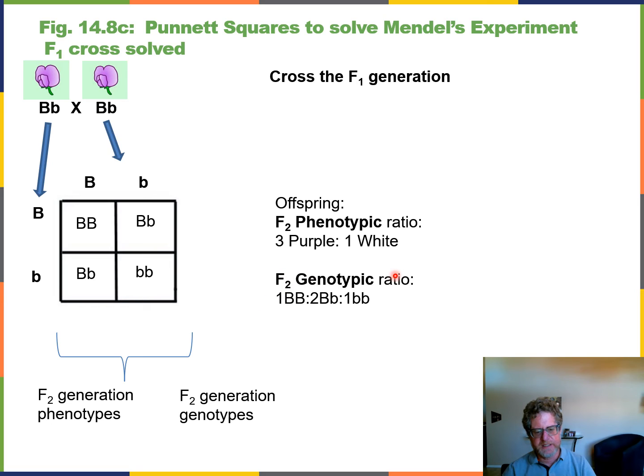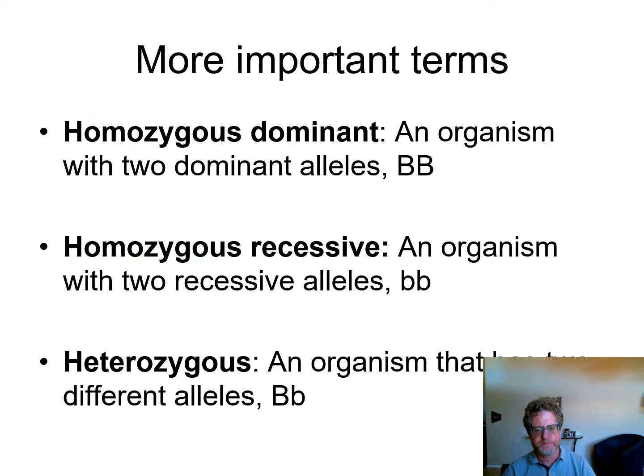In terms of the genotypic ratio, we had 1 big B, big B. We can combine these two because they both have a big B, little b. It doesn't matter which you wind up writing first. So 2 big B, little b's and 1 little b, little b. That's the genotypic ratio.